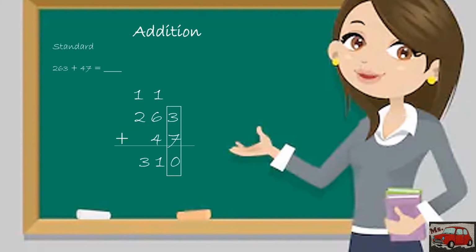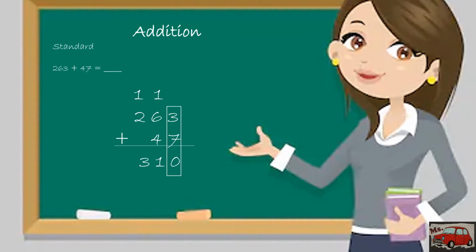Another example, we will use the standard way. I have here 263 plus 47. Again, you need to line up each number according to their place value. So, my ones are 3 and 7. Then, let's start adding. 3 plus 7 becomes 10. Right? Again, the 0, you leave, then the 1, you put on top of the next number.